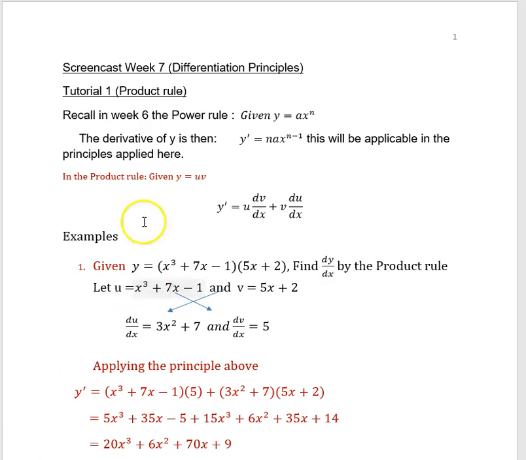Today we shall be looking at differentiation principles. The first principle we're going to be starting with is the product rule.